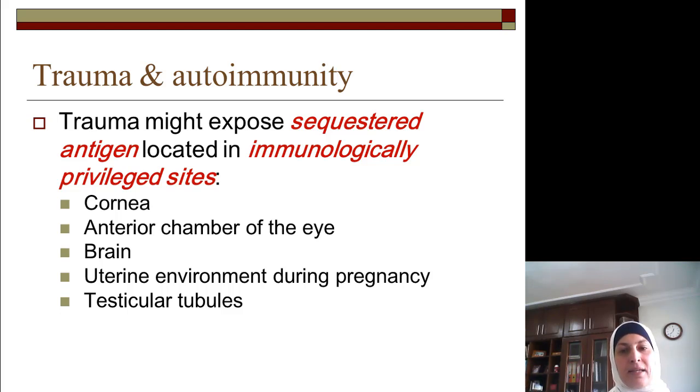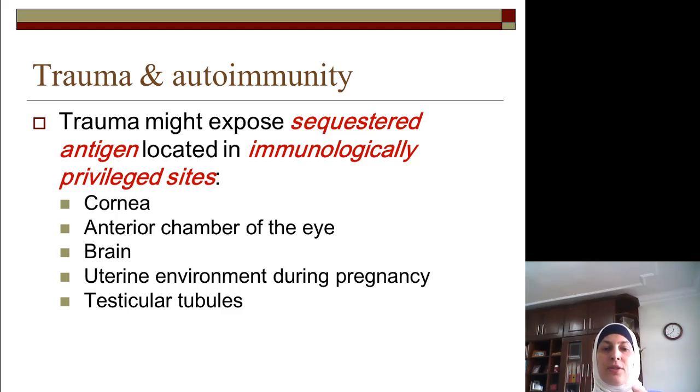intervention. If a patient had a surgery, the cut in these tissues might expose sequestered or hidden antigens, and if these antigens were located in what we call immunologically privileged sites, these sites are not actually accessible to the immune system or to immune cells, so usually they are hidden there. But if a surgery or a trauma took place, these antigens would be expressed and presented to T cells, and this might create an immune reaction.